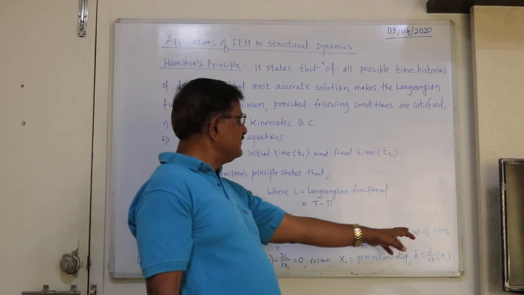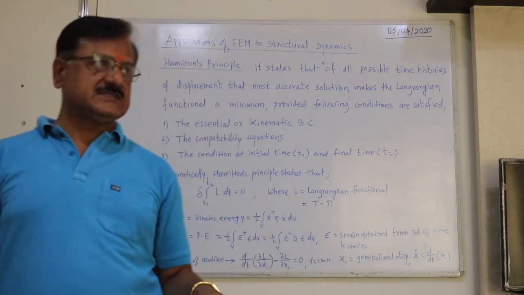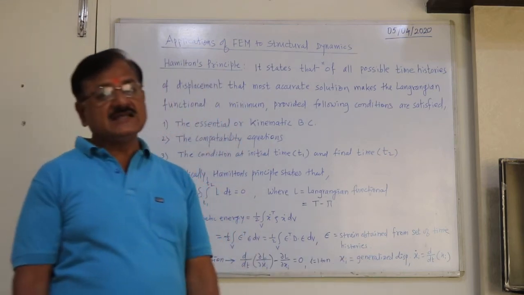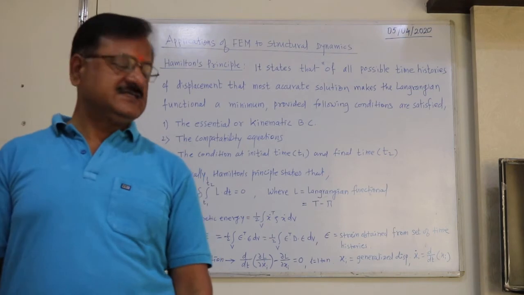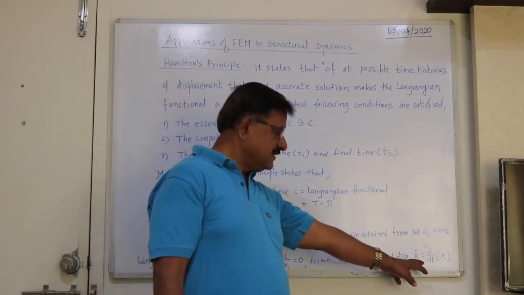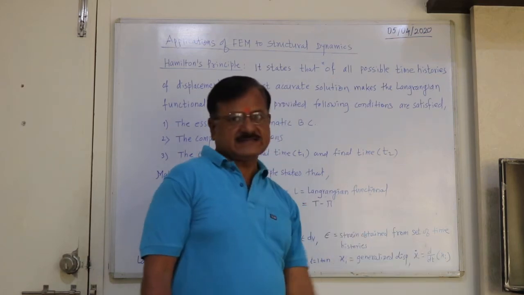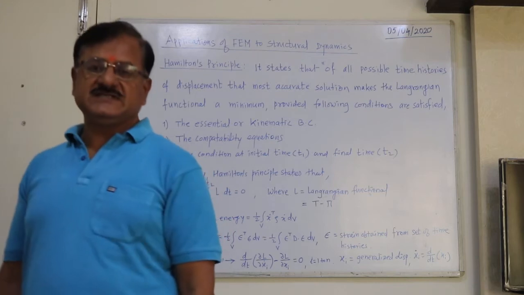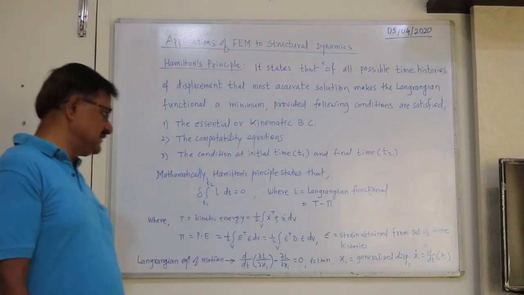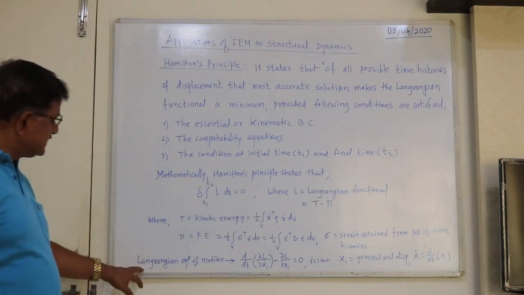Then what is this strain? Strain is obtained from the set of time histories. And if xi is the generalized displacement, then we know that the velocity will be d/dt of xi. Xi is the generalized displacement, so its differentiation gives us the velocity.